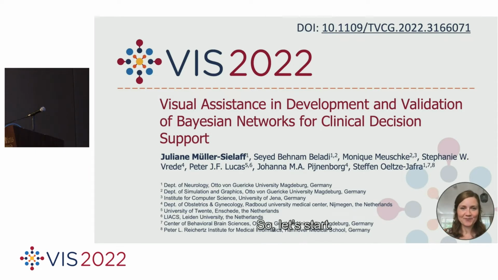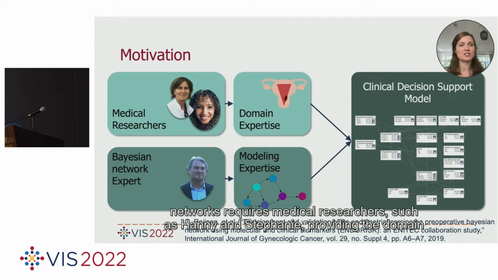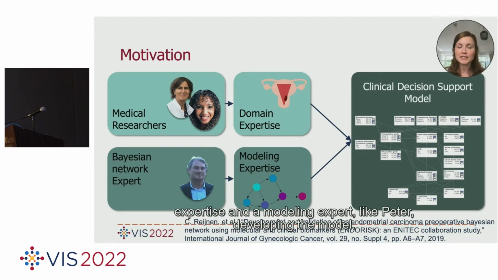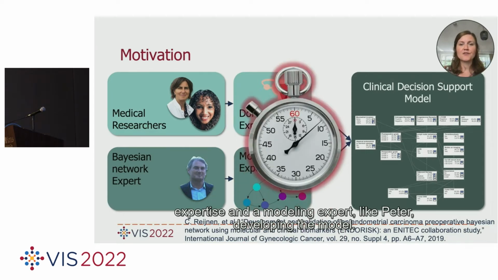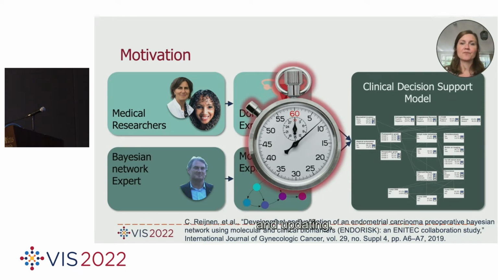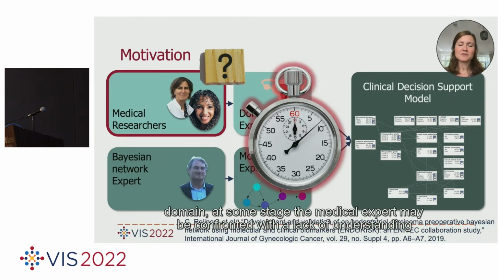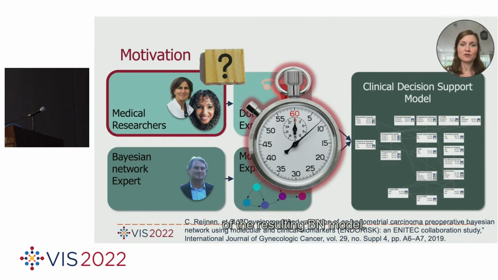So let's start. The common development process of clinical decision support models based on Bayesian networks requires medical researchers such as Hani and Stefanie providing the domain expertise and a modeling expert like Peter developing the model. This collaborative but generally time-expensive procedure, however, hampers model generation and updating. Furthermore, because the modeling expert might make design decisions on the expert's domain, at some stage the medical expert may be confronted with a lack of understanding of the resulting Bayesian network model.